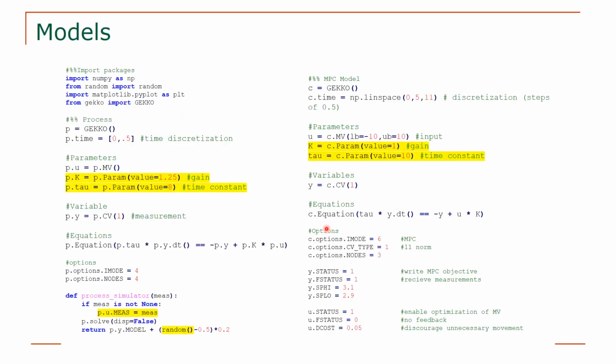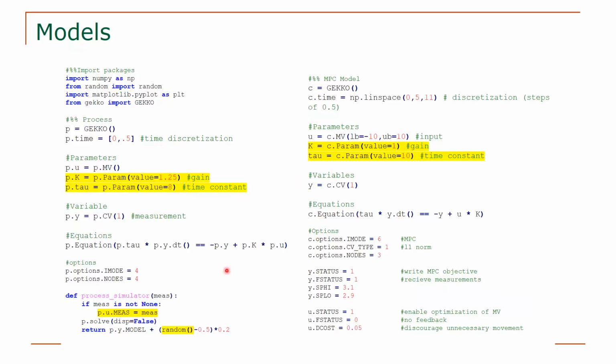I think this isn't too bad. So here's one model. This is going to be our process. Here's our first order equation, a couple of parameters, one variable, time discretization of 0.5. So we've got to match our time discretizations here. Here's our controller model. Here's some controller tuning.